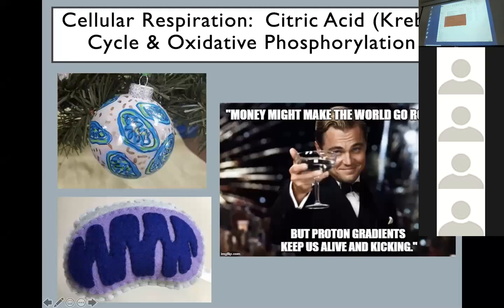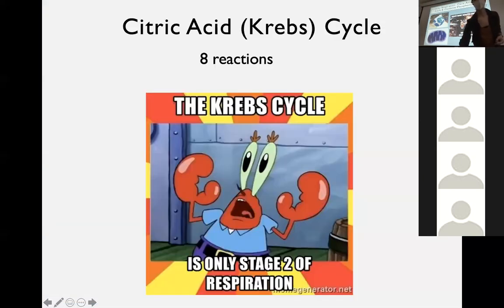Citric acid cycle, Krebs cycle, whatever you want to call it, and oxidative phosphorylation. So these are steps 2 and 3. They're all in this one PowerPoint. So the Krebs cycle is actually 8 different reactions. You will not need to know all of them. I'm going to point out the aspects that you need to know, at the very beginning and the very end, and then how many ATPs, NADHs, et cetera, are made.